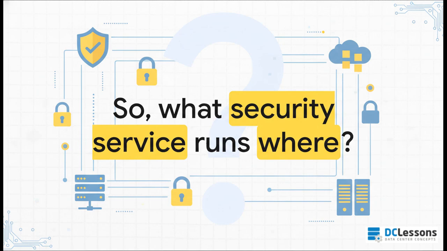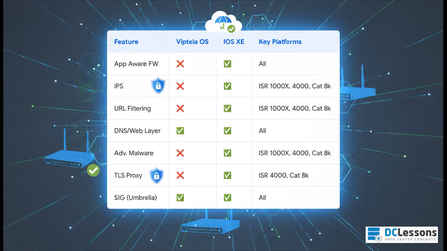You have to know the capabilities, but just as important, you have to know the limitations of the hardware you're choosing. Because when it comes to running security on the box itself, not all platforms are the same. And getting this wrong, well, it can really mess up your budget and your security. This chart pretty much tells the whole story.